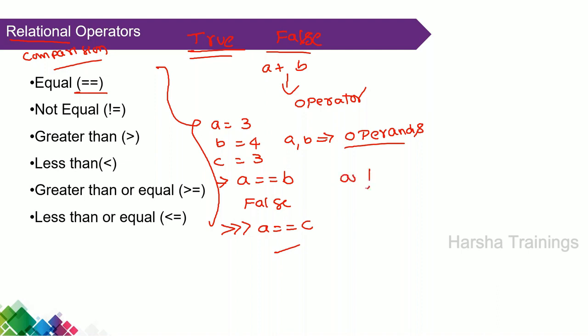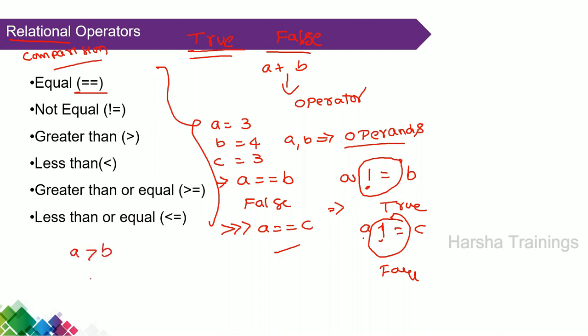Next, a not equal to b: is the answer true or false? Here the answer is true only. Why? We already said that a and b are not equal. A value is 3, so a and b are not equal, and the answer is true. Now a not equal to c: in this case, a and c are equal, but we are checking not equal to, so the answer is false. Like this, we will perform the remaining comparisons: a greater than b, b greater than a, whatever it is.